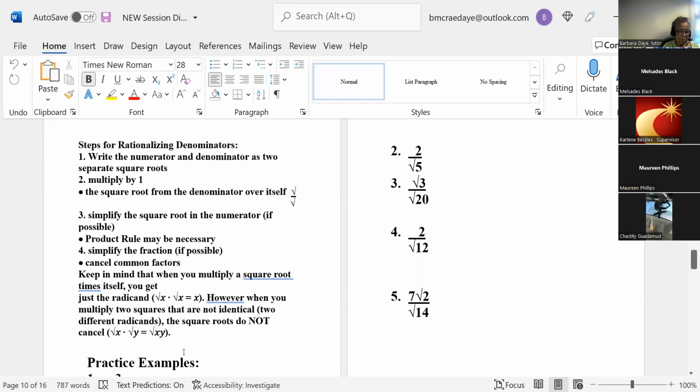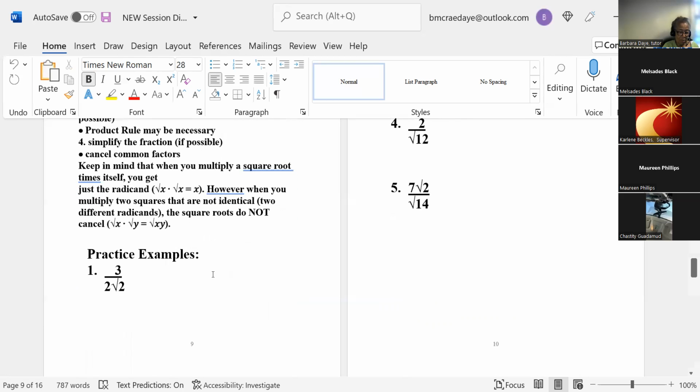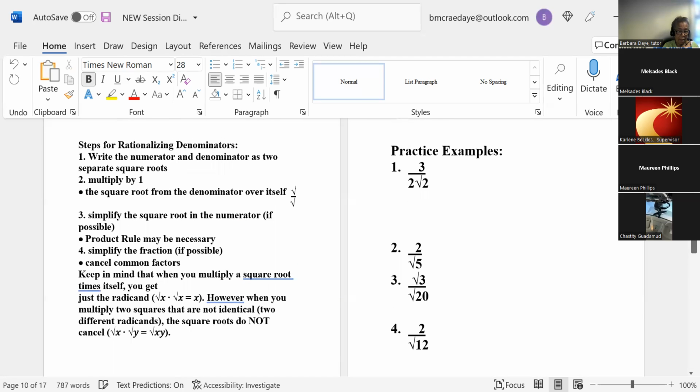Now, what radical do you see in the denominator? Let me just put this on the next screen. Okay. Now, Maureen, what radical do you see in the denominator? The square root of 2 is a radical you see in the denominator, right? So we want to rationalize this expression.